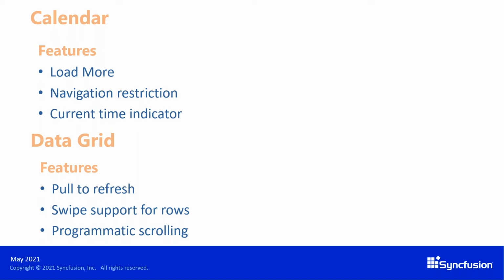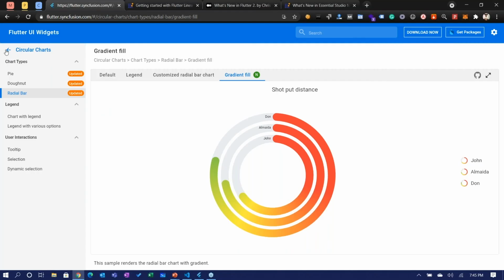And also in data grid, you have pull to refresh. You can pull down to refresh the data grid, and you can swipe the rows to delete or edit the rows. And you can also programmatically scroll the data grids. So let me show that demo.